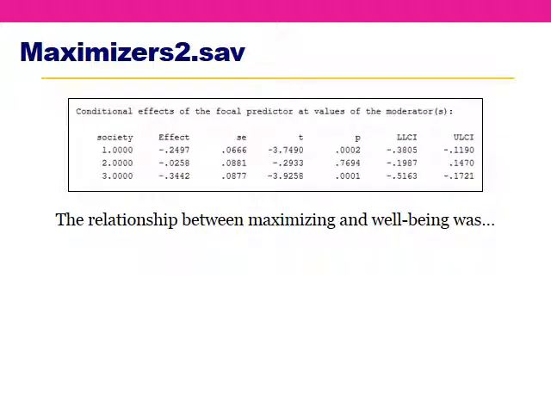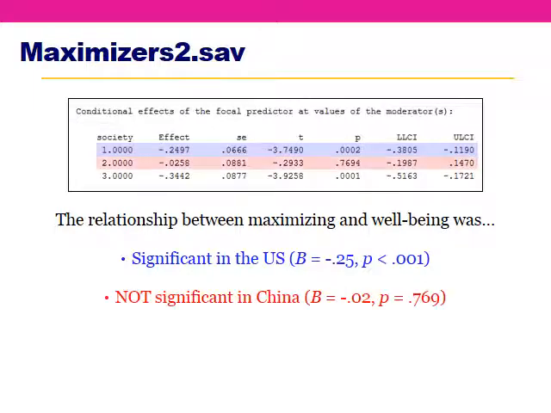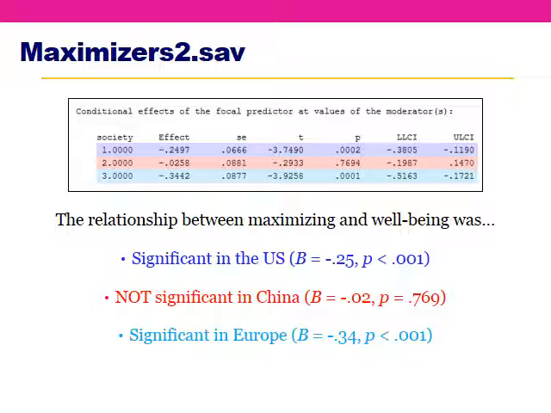So if we scroll down, we will get those outputs again. Society 1, remember, is the United States, Society 2 is China, and Society 3 is Europe. If we go through these rows one at a time, we see first that the relationship between maximizing and well-being was significant in the United States, but it was not significant in China, and it was significant in Europe. So as we just saw from those two interaction terms, this relationship is different in the US compared to China, but it's not different in the US compared to Europe.